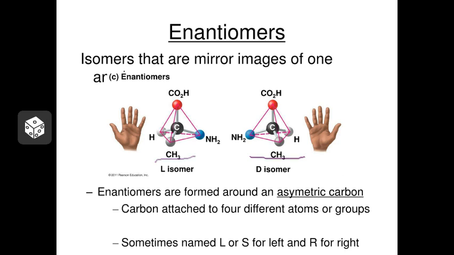Now, oftentimes these enantiomers are called left and right, L and D. D is dextral, which means right-sided. Or sometimes you'll see the L represented with an S, which stands for sinestral, which is another word for left. All of these enantiomers are going to be arranged around a central carbon, which is known as the asymmetric carbon.